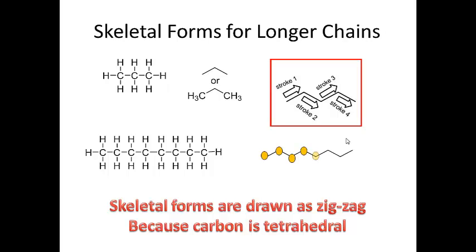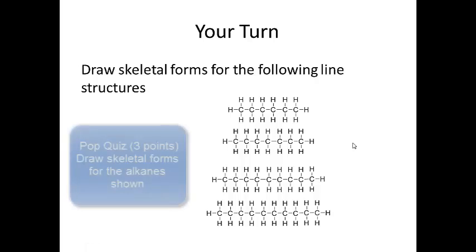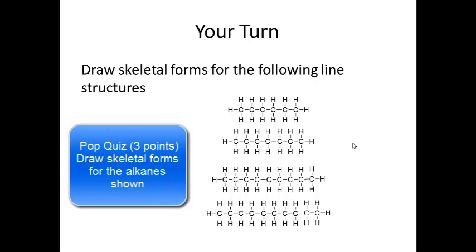All right, and again, every terminus or vertex in this chain is a carbon. So these yellow dots indicate where the carbons are in this chain. All right, now it's your turn. Can you draw skeletal forms for the following Lewis structures or line structures?